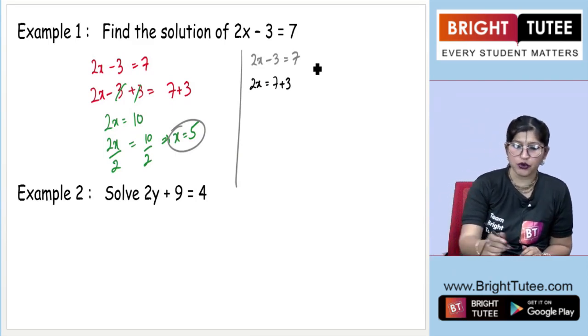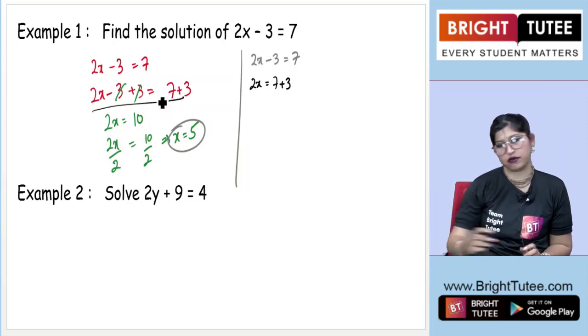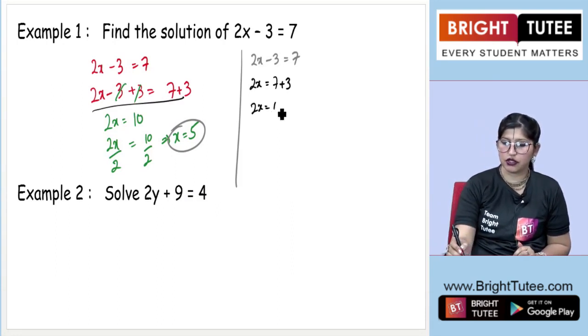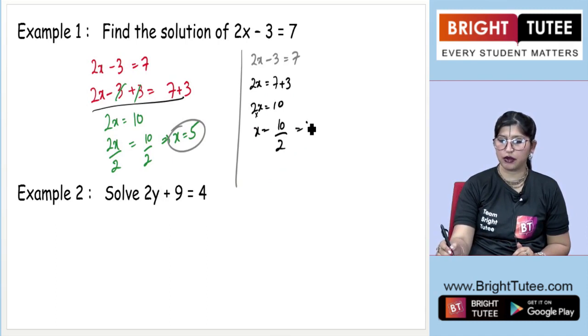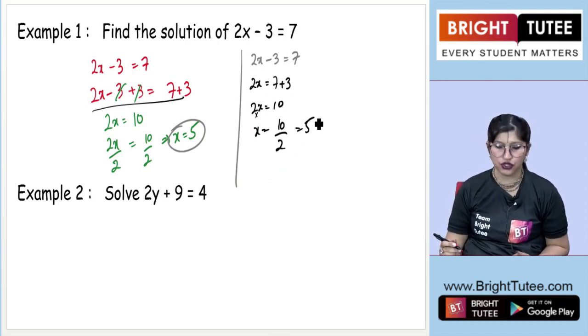So ultimately what are we doing? We are doing the same thing, but we are not showing it off, but we are balancing both the sides only. So we'll be getting 2x equals 10. Since we are multiplying over here, there will be a divide and we'll be getting 5. So you can use any of it and you can come up with the final solution.